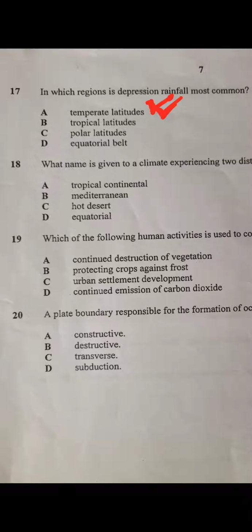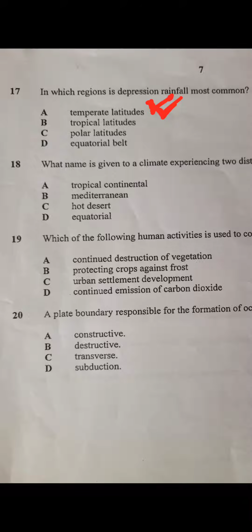Polar latitudes, the depressions in these areas are uncommon. Depression rainfall is uncommon, which means it is not common. The characteristic of polar latitudes is that they are characterized by an extremely cold and dry environment, okay?